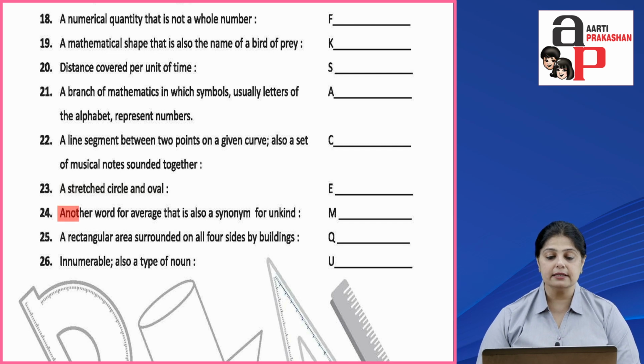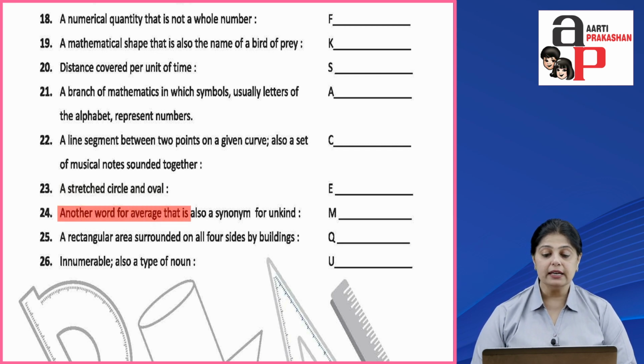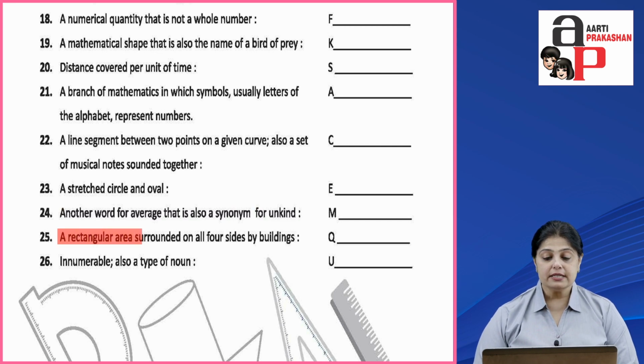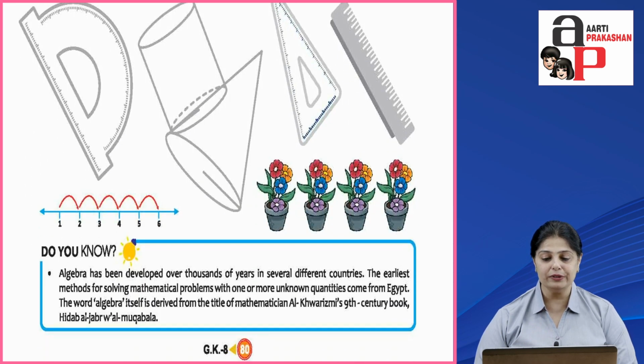Okay. Next, another word for average that is also a synonym for unkind, okay, it is mean. Okay. A rectangular area surrounded on all four sides by buildings is known as a quadrangle. And innumerable, also a type of noun, is known as uncountable.